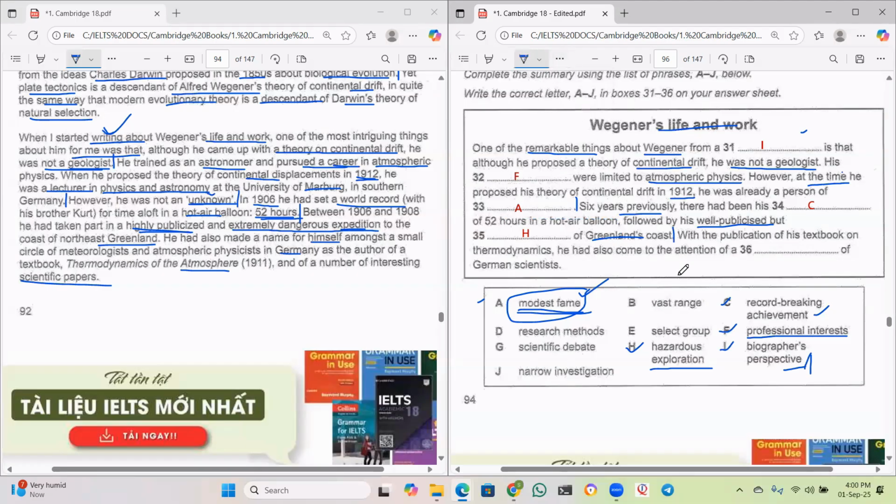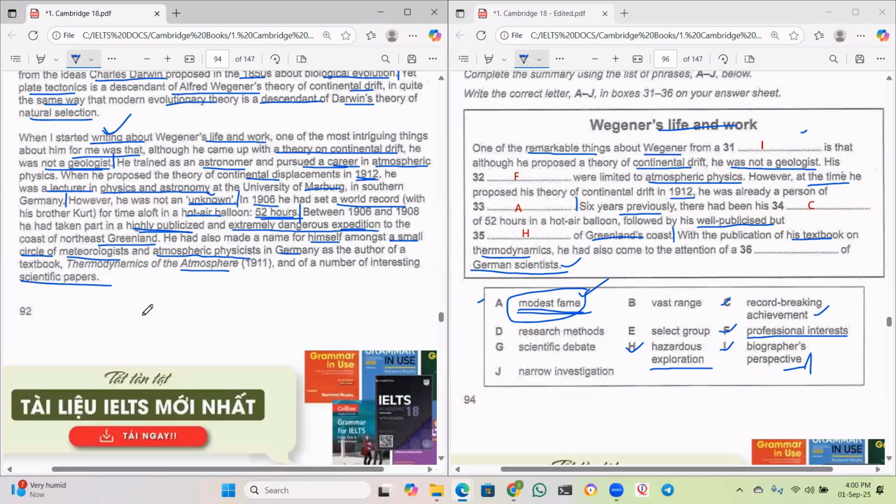Okay, please keep focusing. So, with the publication of his textbook on thermodynamics, he had also come to the attention of a dash of German scientists. So this is the keyword, German scientists. Now, he had also made a name for himself among a small circle of meteorologists and atmospheric physicists in Germany, means German scientists, these guys are, as the author of the textbook.